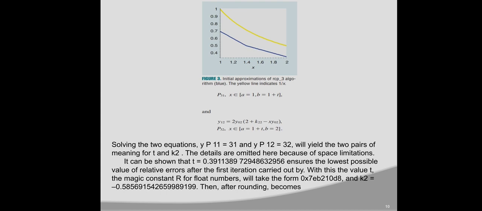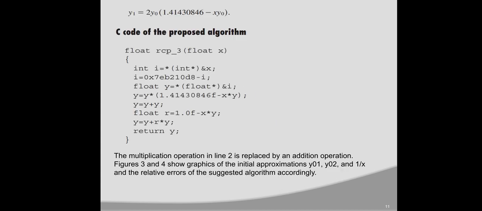Carried out by the value of t, the magic constant as an actual floating number will take the form 0x7eb210d8 and k2 equal to minus 0.585691542659989199. Then after rounding it becomes y1 equal to 2y0 into (1.41430846 minus xy y0). C code for the proposed algorithm.